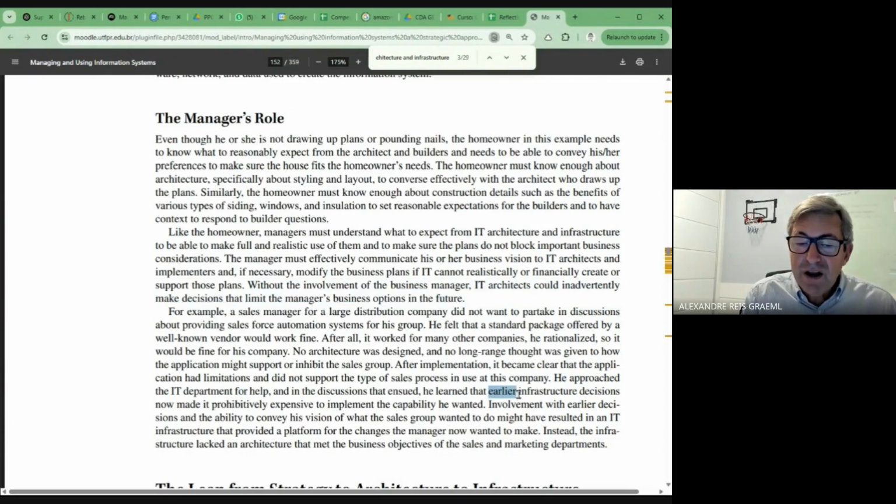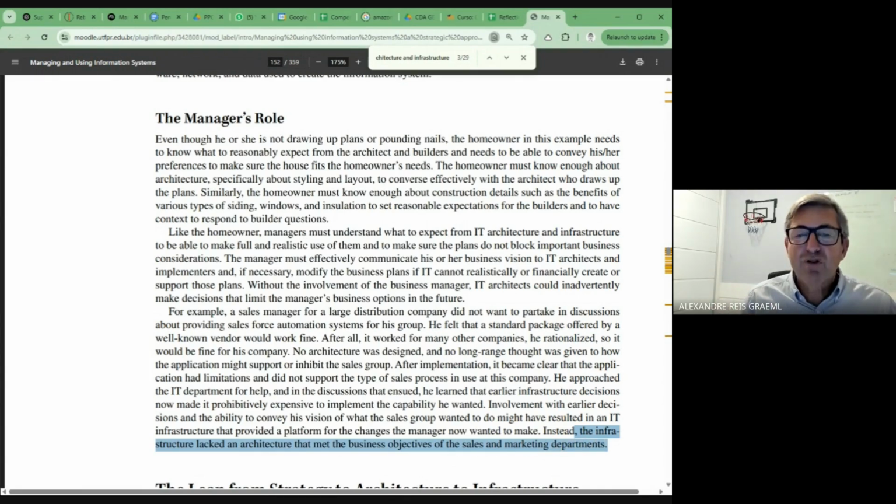Here they say, notice, in earlier infrastructure decisions, it was now made prohibitively expensive to implement the capability he wanted. Here they're talking about a company in which the manager had not taken care of making sure that the infrastructure was what he needed. And then when he went there and tried to make changes, the infrastructure was already there, and it was very difficult, if not impossible, to change. So the infrastructure lacked the architecture that met the business objectives of the sales and marketing departments.